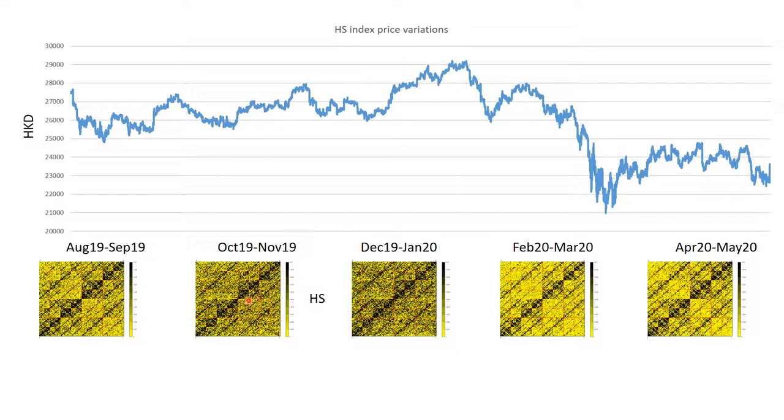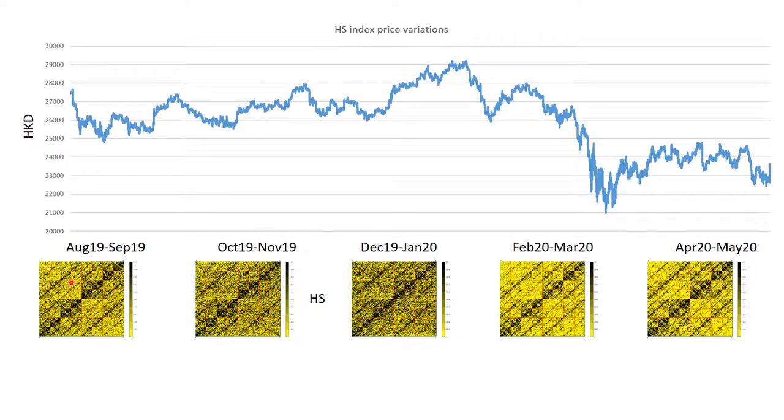This is called the Hang Seng fund, from Hong Kong. So we did that analysis, and this is the usual variation in the Hong Kong funds from August 19 to May 20. So it's about 10 months of data, and you have all sorts of variations there, how the market has been gaining and falling.